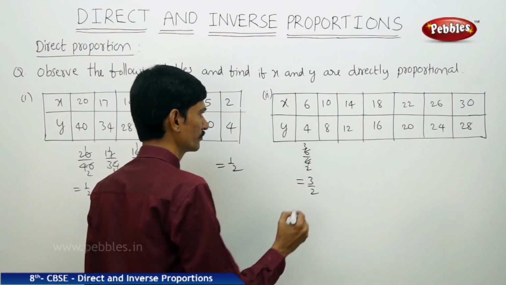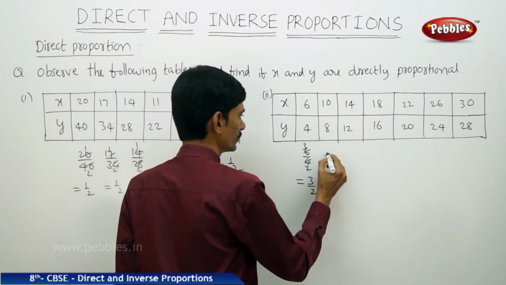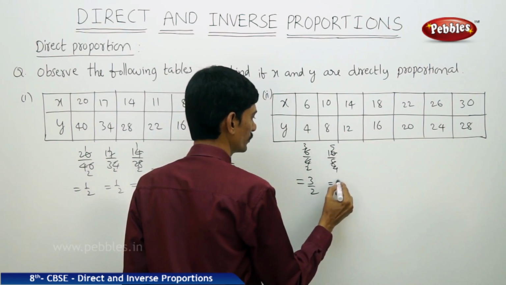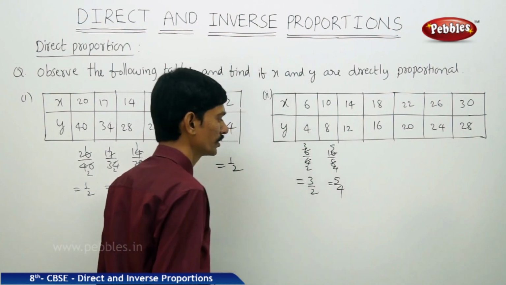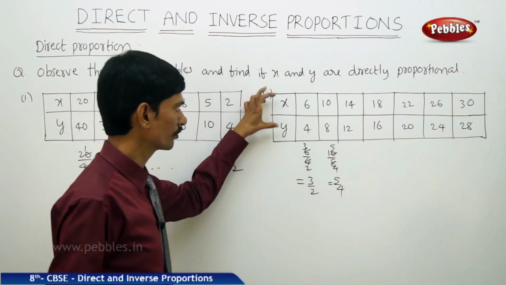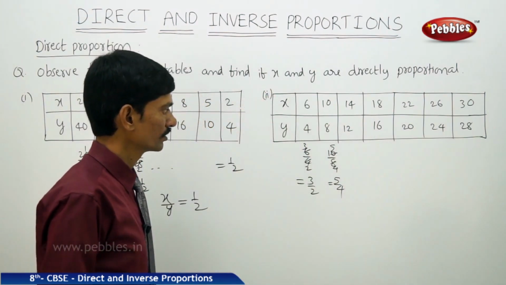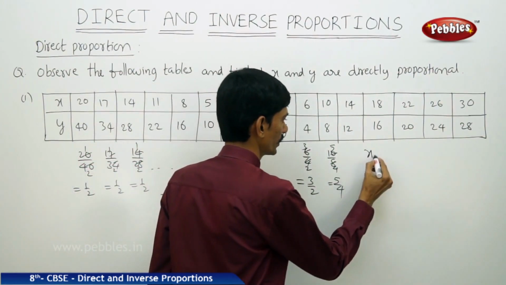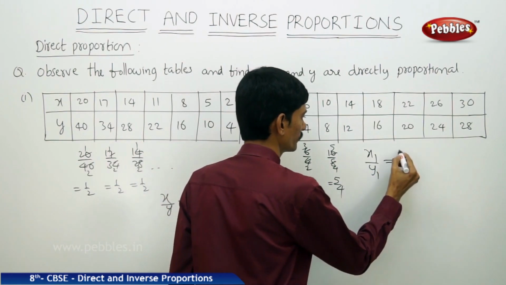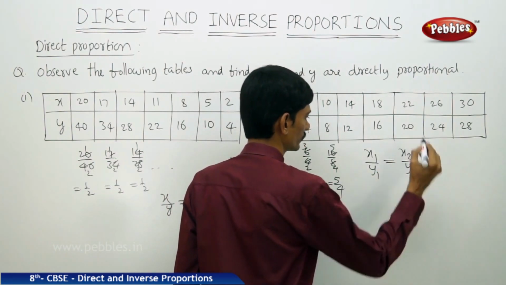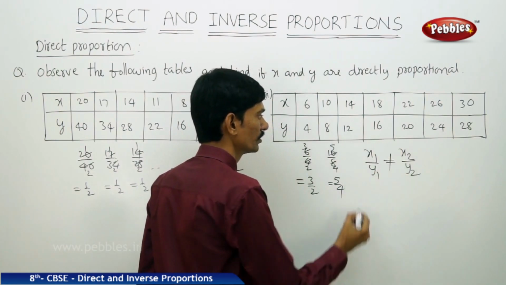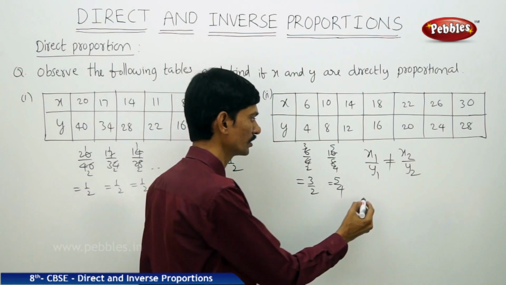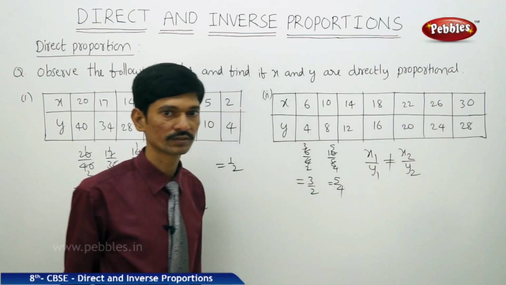Now the ratio of x value and y value in the second case. So 10 by 8, 2 fives are 10 and 2 fours are 8. This equals 5 by 4. Now here the ratio between the two quantities is not a constant value in these two cases. So we can say that x1 by y1 is not equal to x2 by y2. So then here x and y are not in direct proportion. So here x is not directly proportional to y.